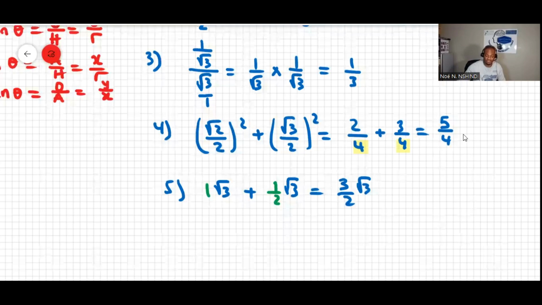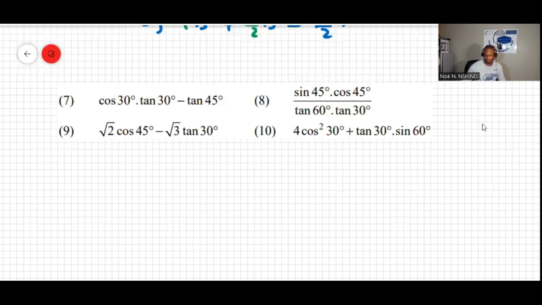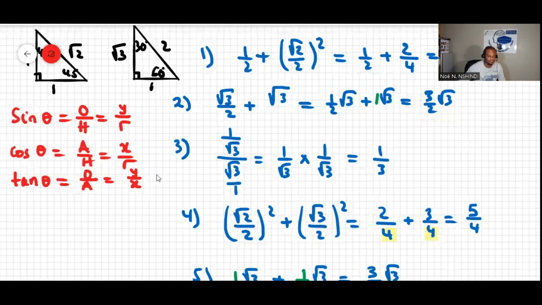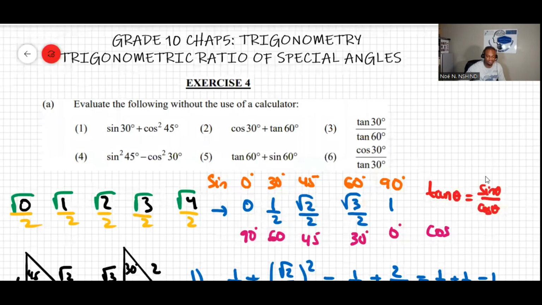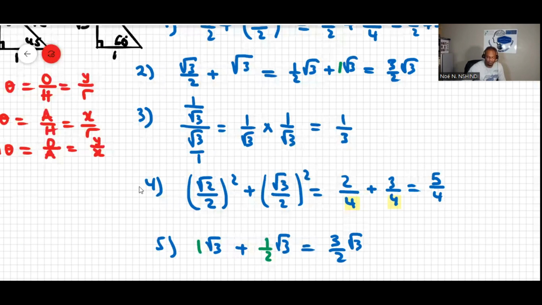We can also do certain questions, as we can see here, question 7. If you use the same technique as I did there, you will know that cos of 30 degrees will be, let me write here 7, cos of 30 degrees will be root 3 over 2, multiplied by tan of 30 degrees. Let's look here. Tan of 30 degrees. Cos of 30 degrees is that, and then tan of 30 degrees will be opposite over adjacent, 1 over root 3. So it's going to be 1 over root 3.